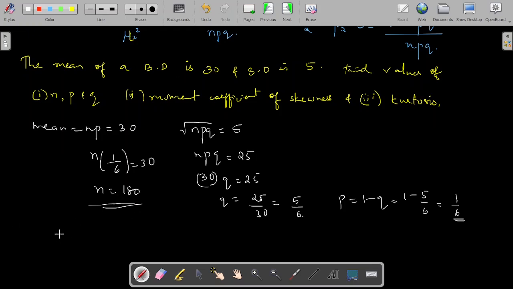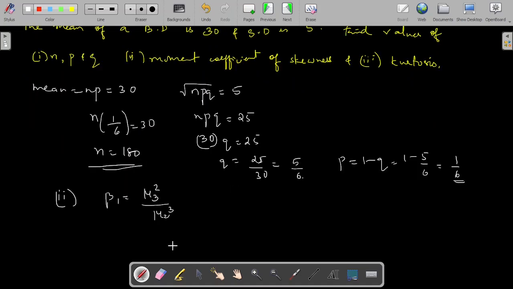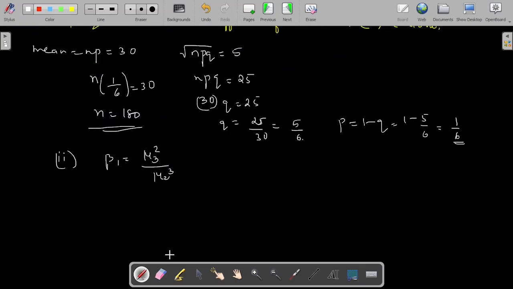Next, the second question is the moment coefficient of skewness. Coefficient of skewness is given by beta 1 equal to mu 3 square by mu 2 cube. Then we want gamma 1, coefficient of skewness. First, for that we need beta 1. So for finding beta 1 we need mu 3 and mu 2. So let us find out mu 2 and mu 3.